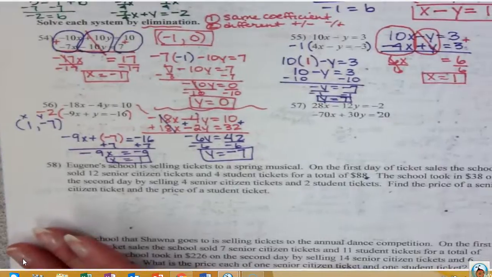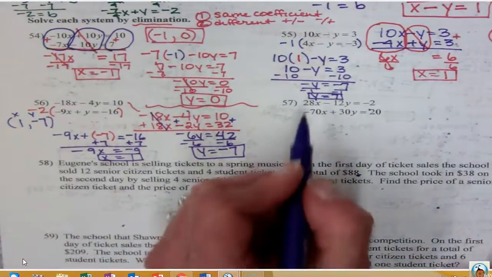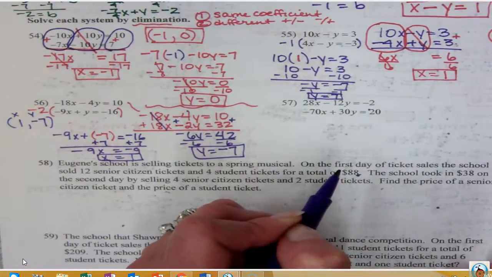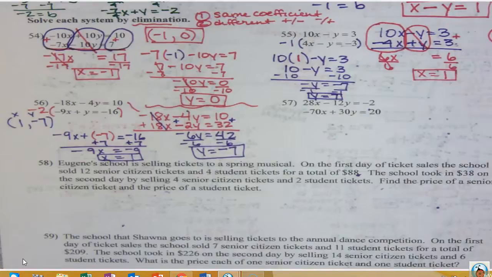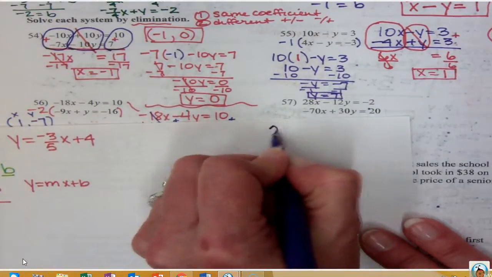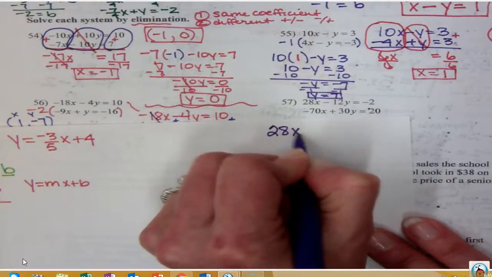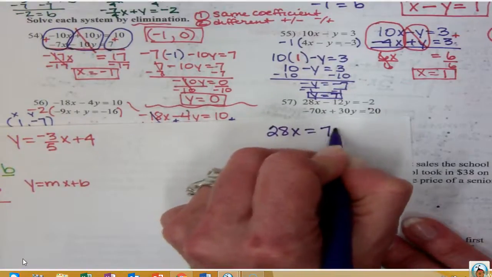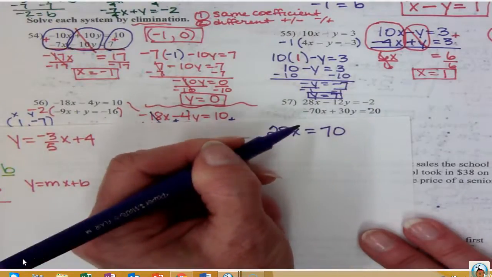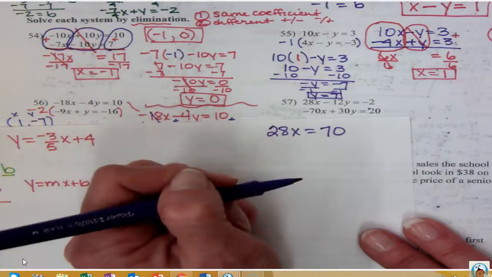Alright, last one of this type. Now this one's a little bit more challenging because it's very difficult to see a common relationship or a common thread among those numbers. So one thing you can do is say, all right, little test here, I'm going to figure you out. What number can I multiply 28 by to get 70? Because if I want to eliminate my x, what number times 28 is going to be 70?